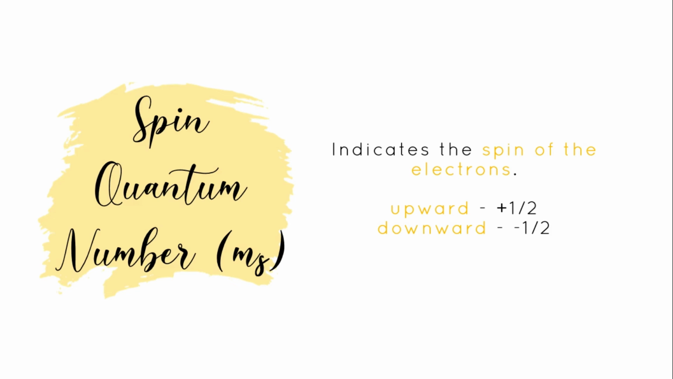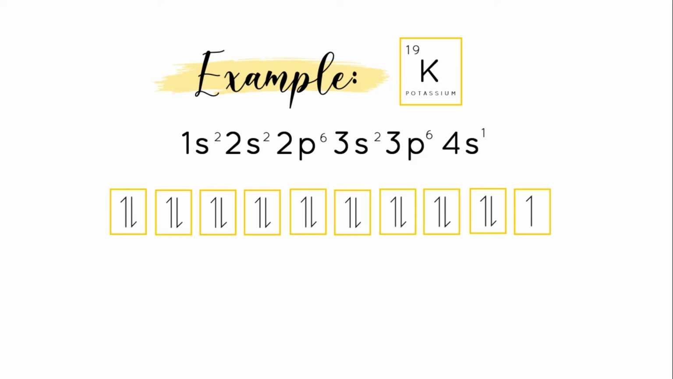Next, we have the spin quantum number, or the m sub s. It indicates the spin of the electrons. If the spin is upward, or if the arrow is pointing upward, then our spin quantum number is +1/2. If it is pointing downward, then it's going to be -1/2. How do we determine our spin quantum number? Here, again, we have our example.